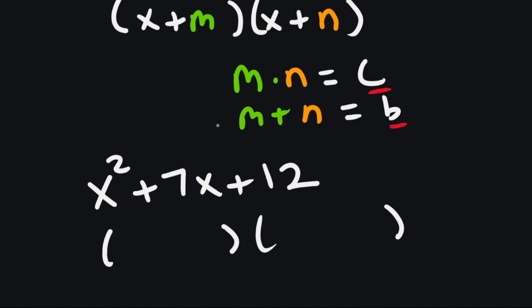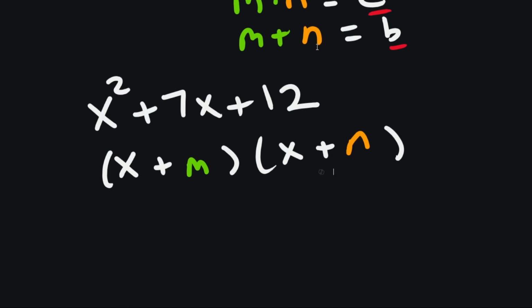So a is 1. We'll set up two sets of parentheses, and they will both have an x plus, x plus. And we want to find two numbers, m and n, where if we do m times n, we will get c, which in this case is 12.